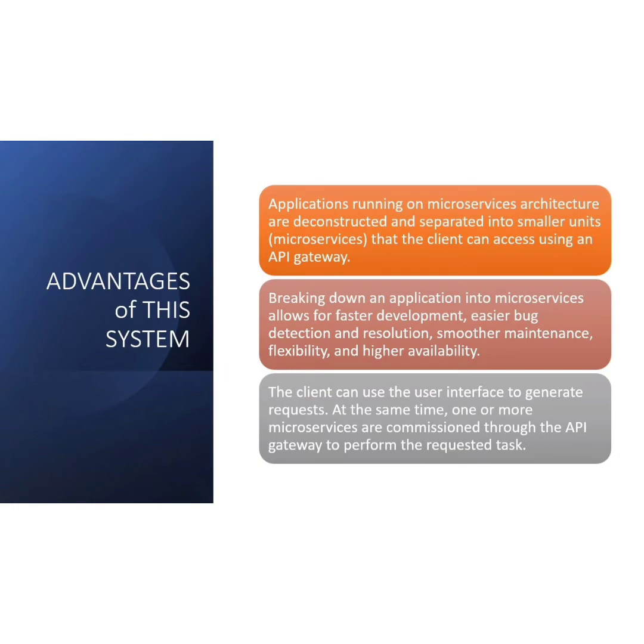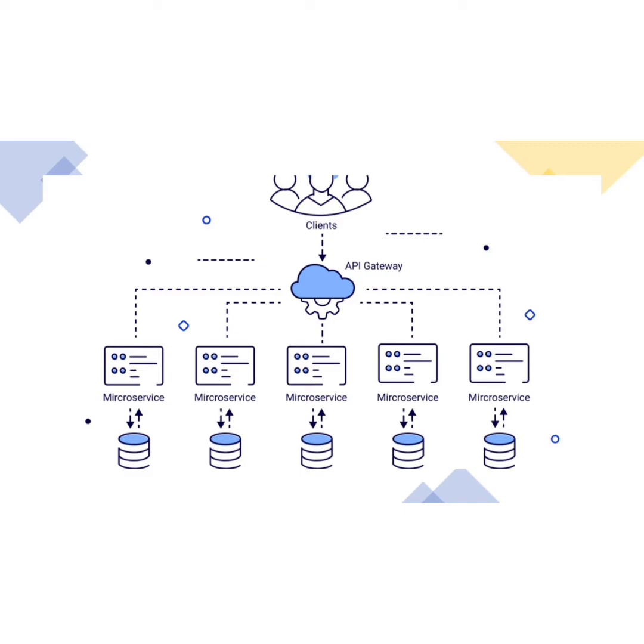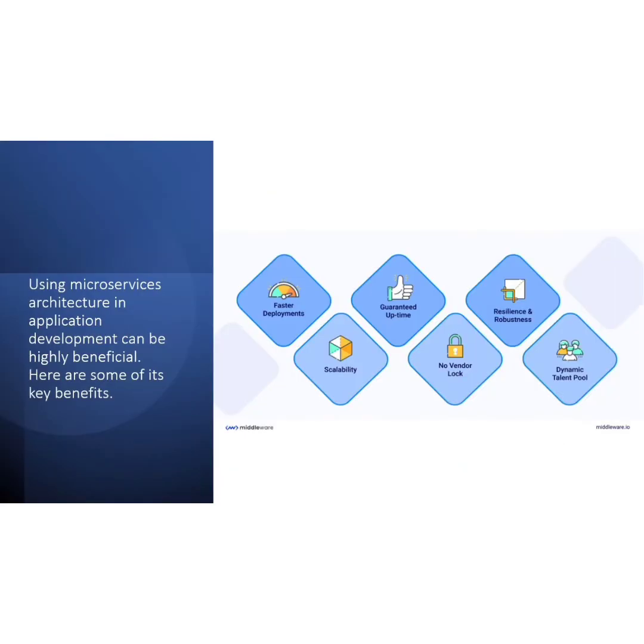So here we can look at some advantages of the microservice architecture. The client can access this system using an API gateway anytime, whenever they want. Breaking down an application into microservices allows for faster development, easy fixing of bugs, and greater flexibility. Now here we can see how, when clients access a specific software, the different microservices come into work together to do the task.